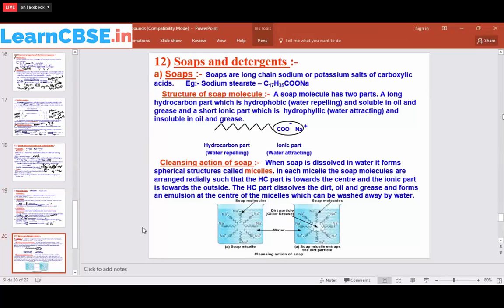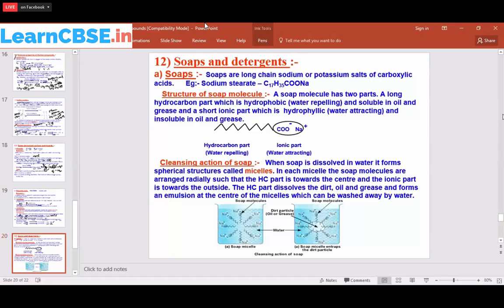The next one is the soaps and the detergents. In day-to-day life, we are using soaps and detergents. So what is a soap basically? And what is a detergent? Soaps are the long chain sodium or potassium salts of carboxylic acids.